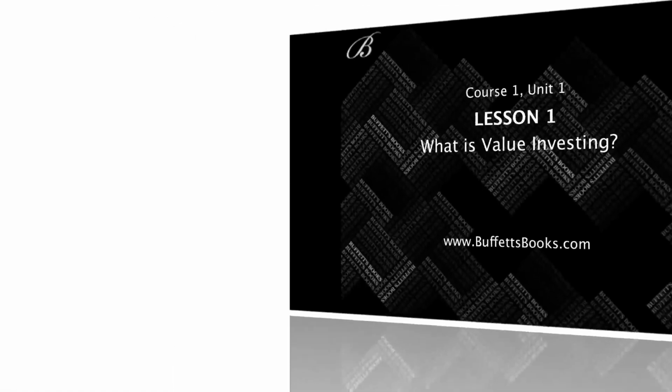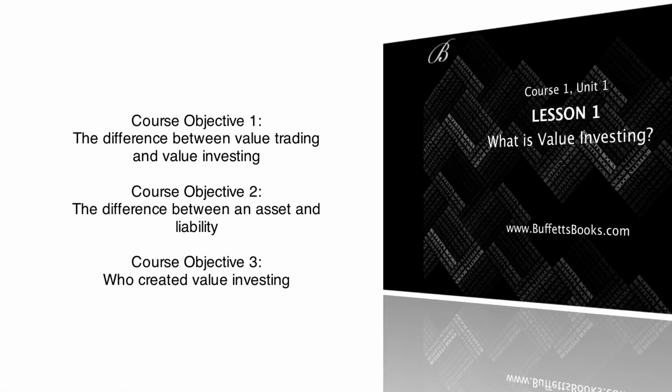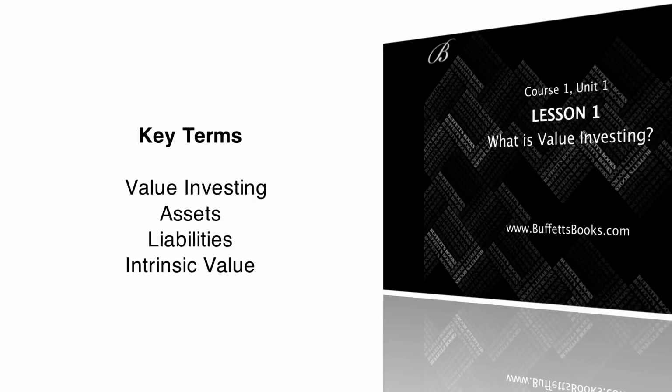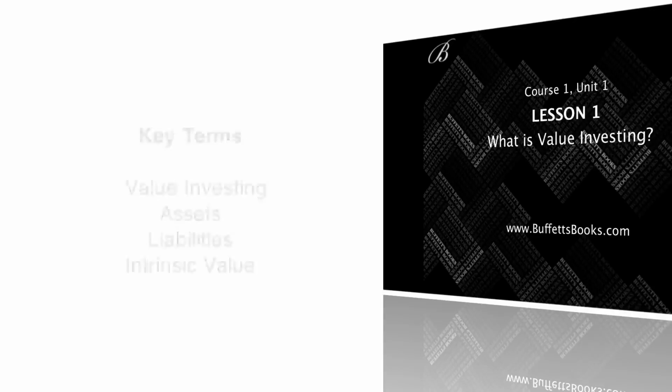Okay, so in this lesson we covered 3 course objectives, and they were the difference between value trading and value investing, which we learned we want to be doing the value investing. What the difference is between an asset and a liability, and we know we want to accumulate as many assets as possible. And the third was who created and uses value investing, and that was obviously Benjamin Graham and Warren Buffett. The key terms that we learned in this lesson were value investing, assets, liabilities, and intrinsic value.